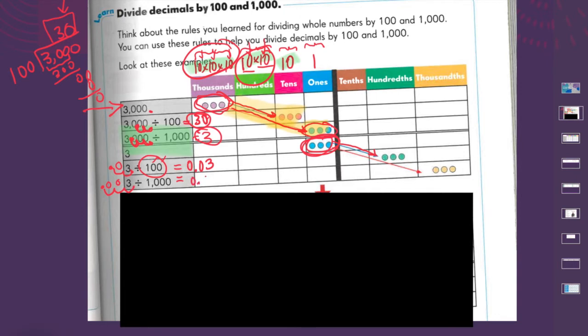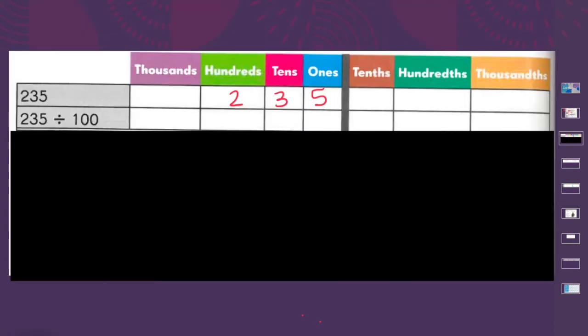I'm going to have 3 thousandths, and you can see in our place value chart, here's our 3 ones. We will group 1, 2, 3 place values to the thousandths place. So we have 3 thousandths when we divide 3 by 1,000. Let's look at some more examples together.